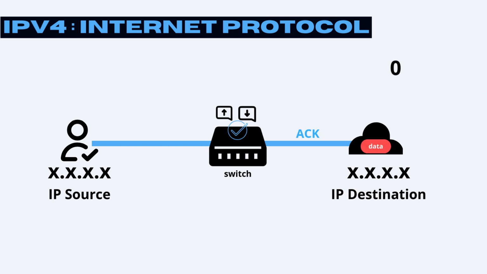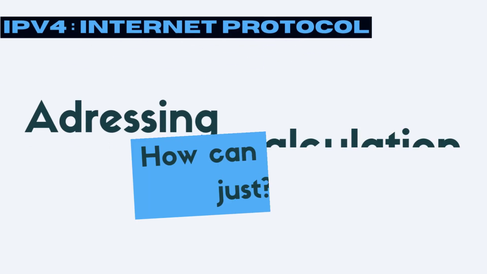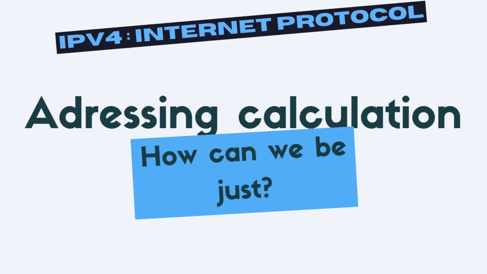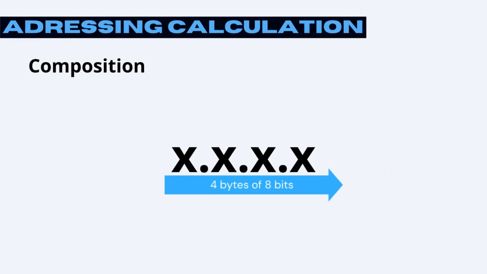Once the server has been contacted, it sends back an acknowledgement to confirm the transfer once the operation has been completed. Once we've understood this example, we can determine the IP address using an IP addressing calculation.